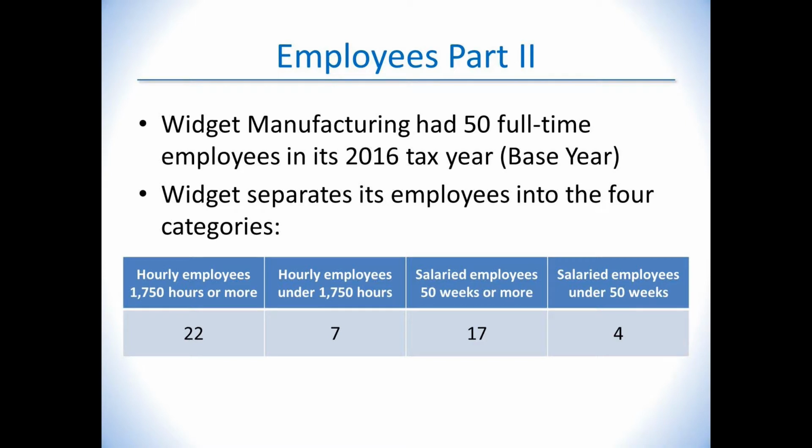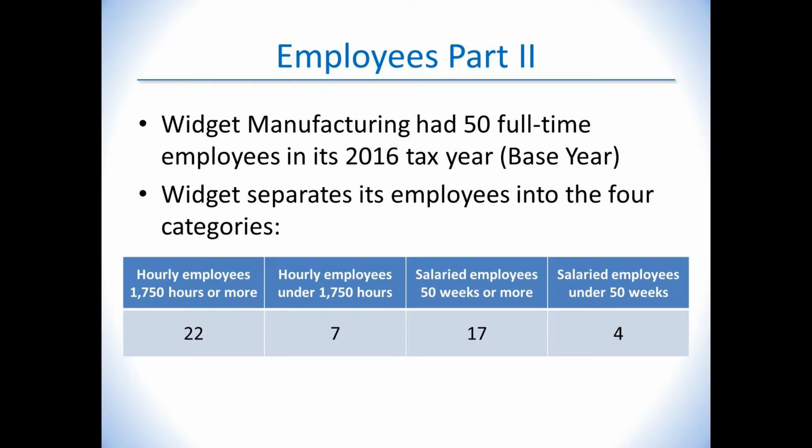Like the previous example, Widget separates its employees into the 4 categories. 22 hourly full-time employees worked 1,750 hours or more. 7 hourly full-time employees worked less than 1,750 hours. 17 salaried full-time employees worked 50 weeks or more. And 4 salaried full-time employees worked less than 50 weeks.